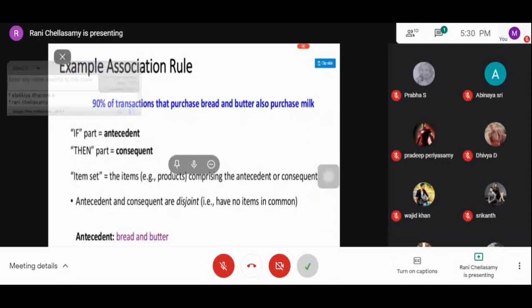Always note that the antecedent and consequent are disjoint. What does disjoint mean? We don't have any items in common. And then the confidence factor: with 90% confidence, he will buy the milk, like that.